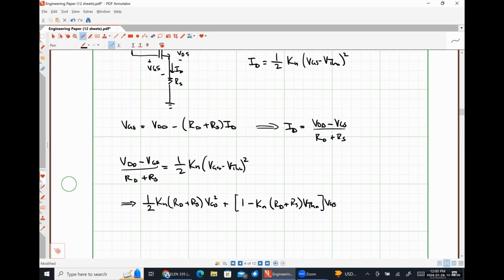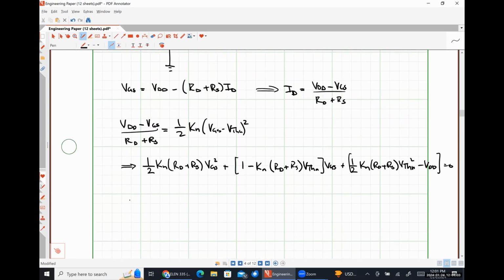Times VGS plus 1/2 KN times RD plus RS times VTHN squared minus VDD is equal to 0. And once again, we have a quadratic equation and all of that kind of stuff.